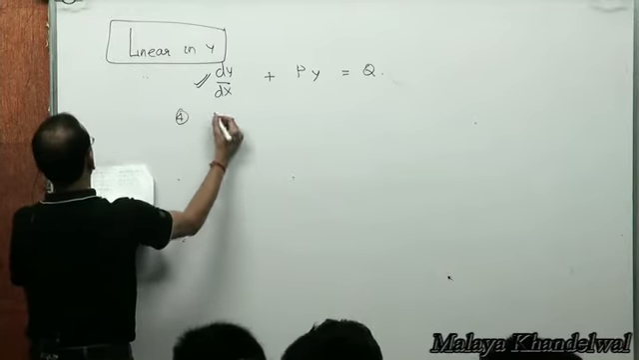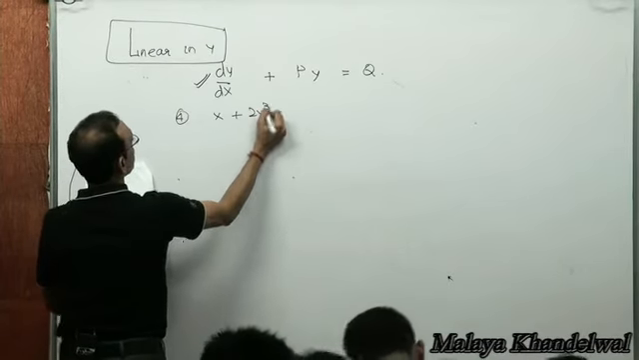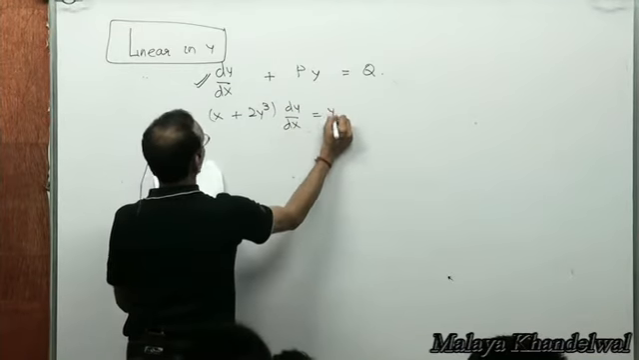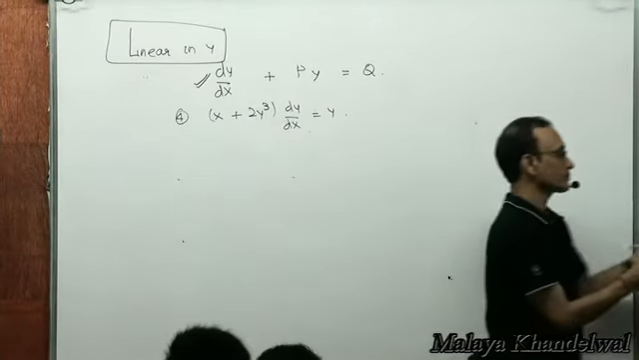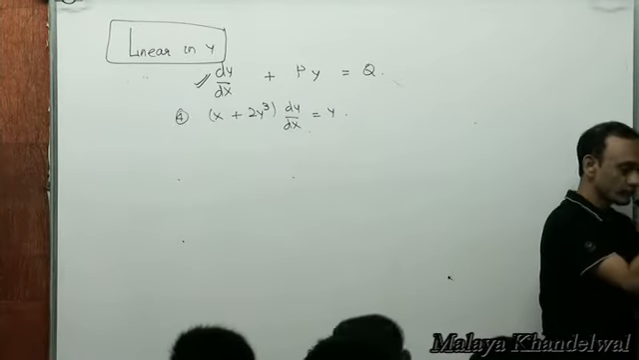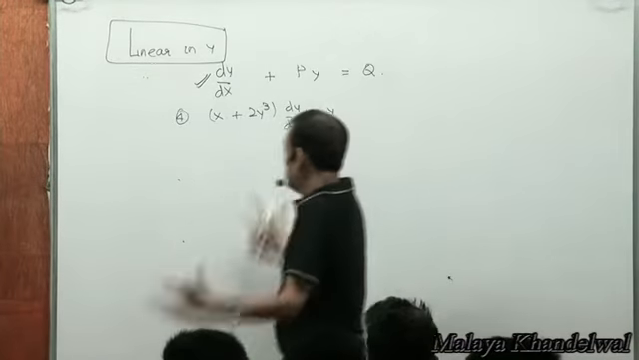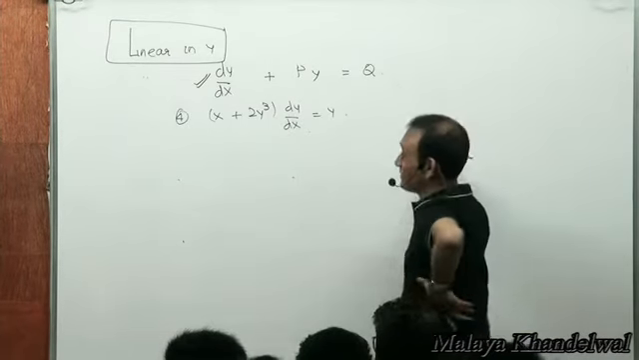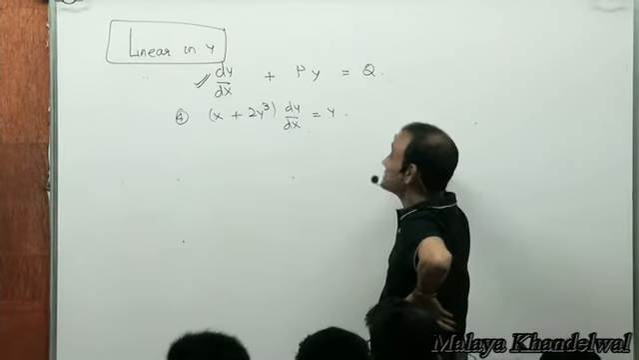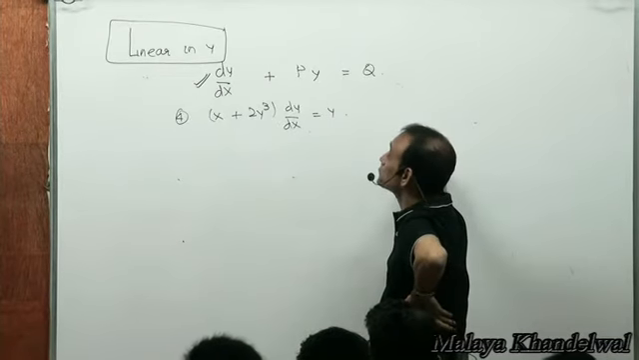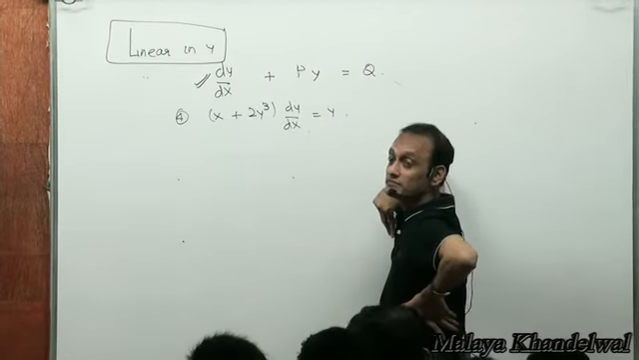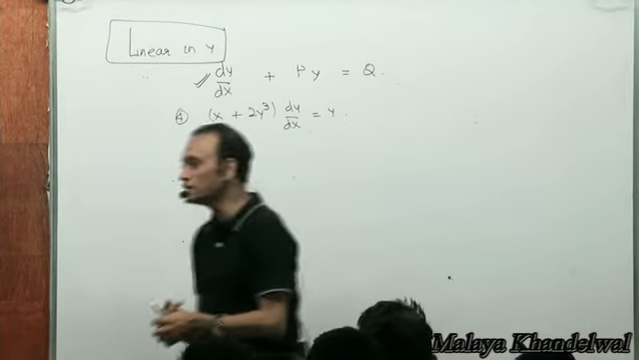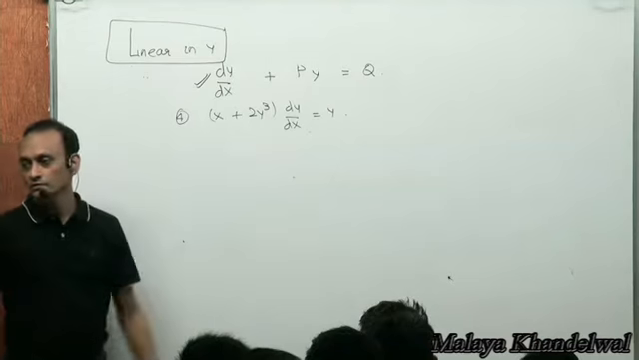Number 4. Look at this: (x plus 2y cubed) dy/dx equal to y, say. Where on earth is it linear? It doesn't seem to fall in this category at all. It's not linear in y. Trust me, it's not linear in y. Why? Can you convert this into that form?